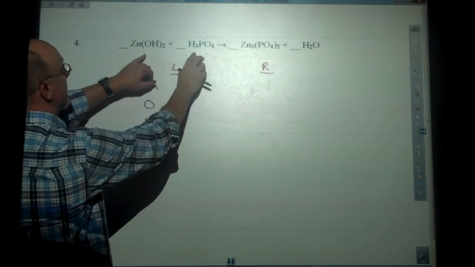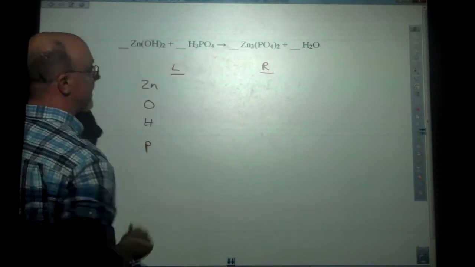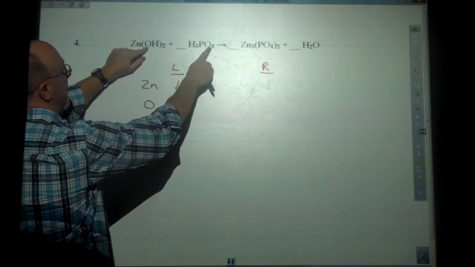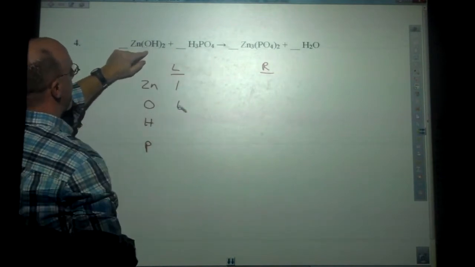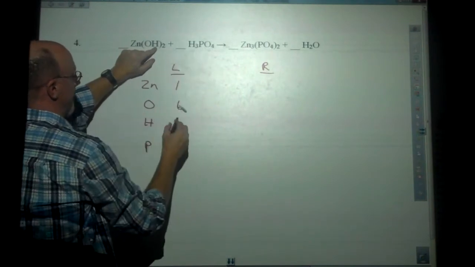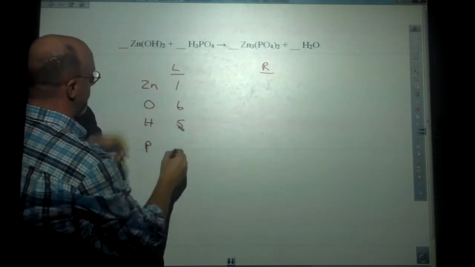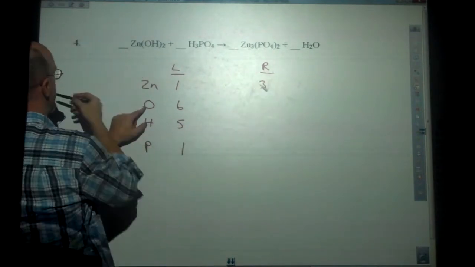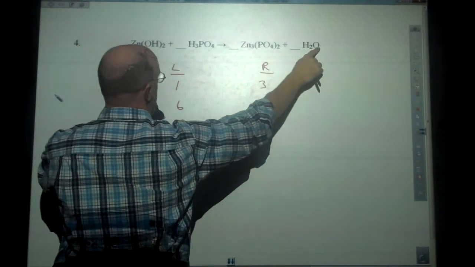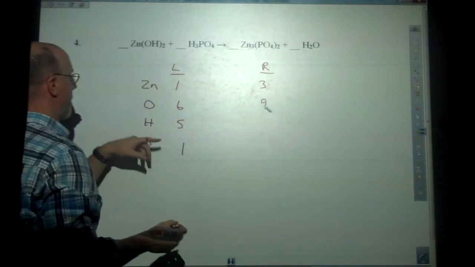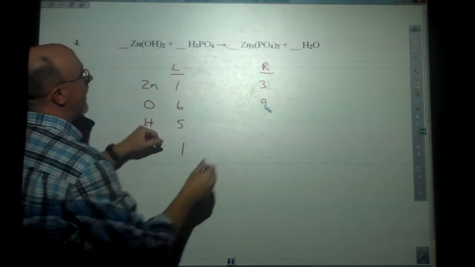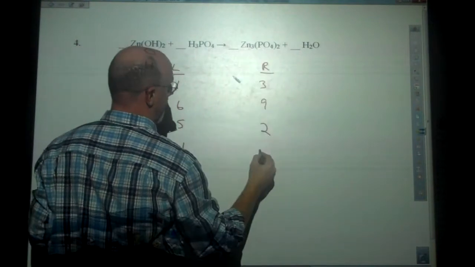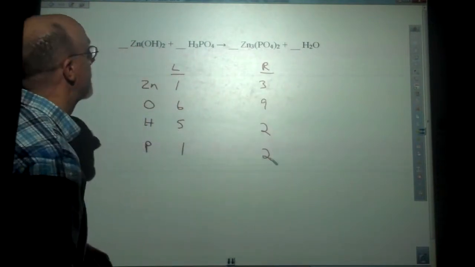This one you need to be kind of careful because you have hydrogen in 2 places and oxygen in 2 places. So be careful on your count. Zinc is 1. Oxygen 2 plus 4 is 6. Hydrogen 2 plus 3 is 5. And phosphorus is 1. On the right, zinc is 3, definitely not balanced. Oxygen, 2 times 4 is 8, plus 1 is 9. It's a little weird, you got 6 and 9. Hydrogen, we said 5, and 2 on the right. And then phosphorus is 2. So definitely not balanced.